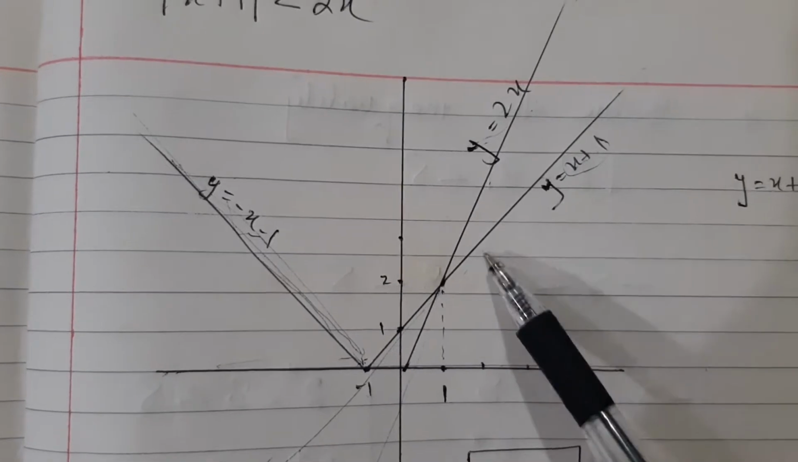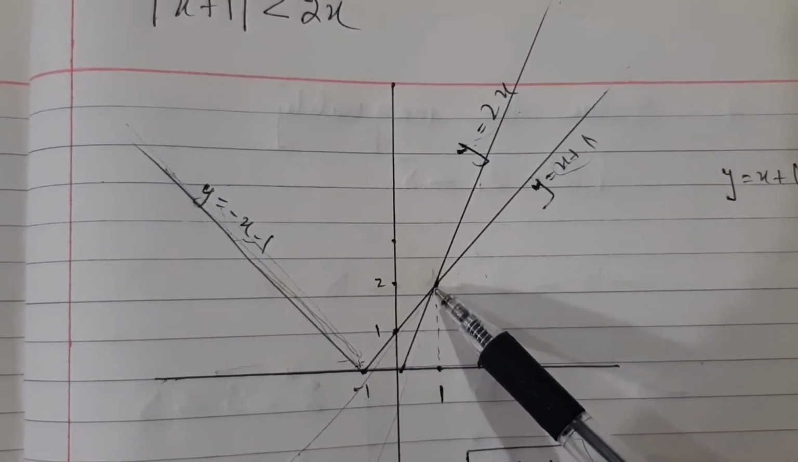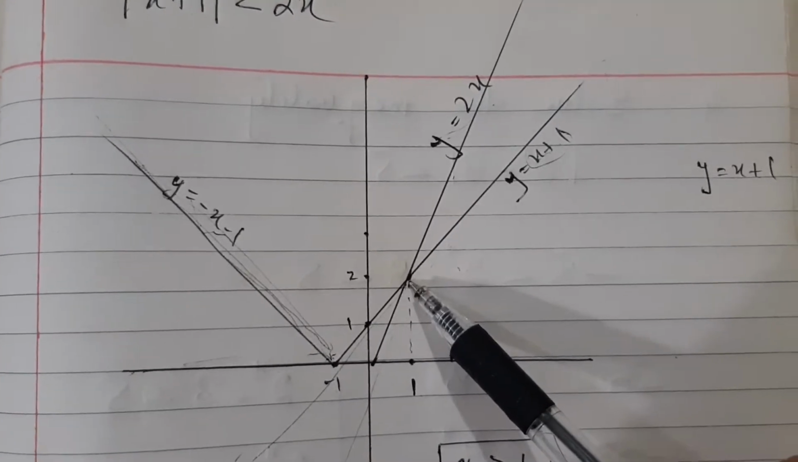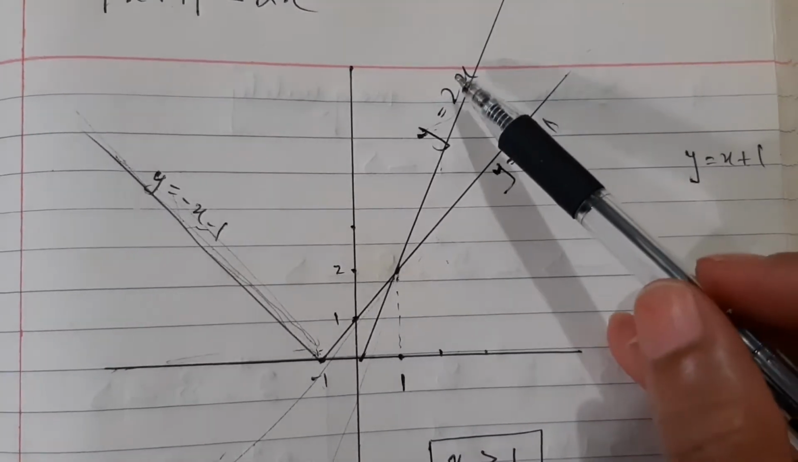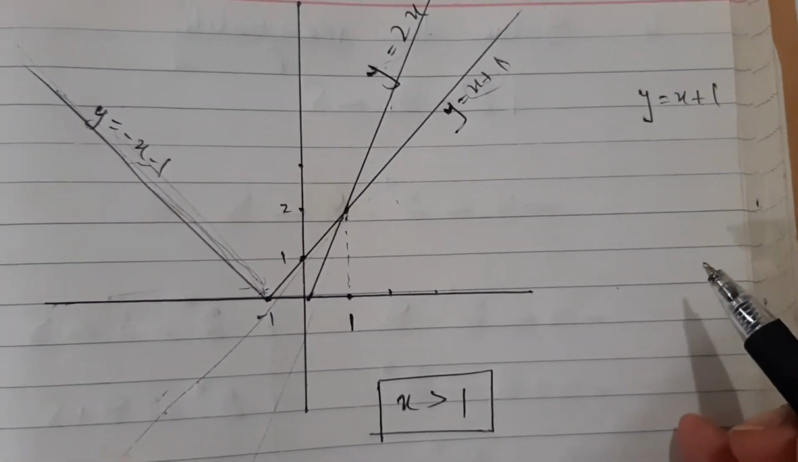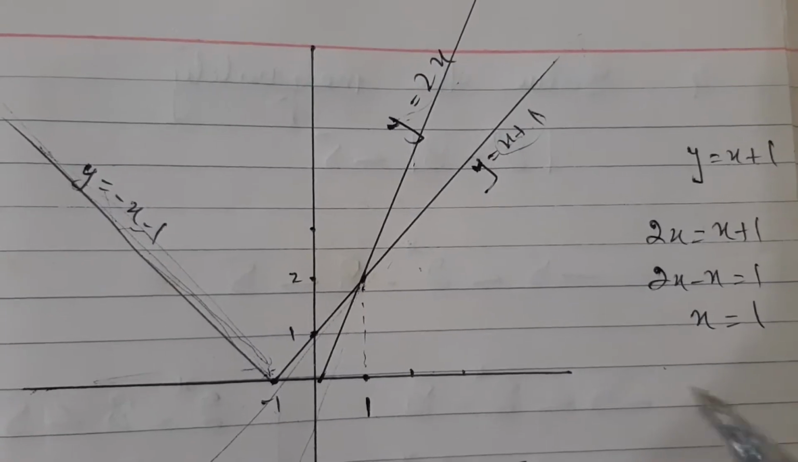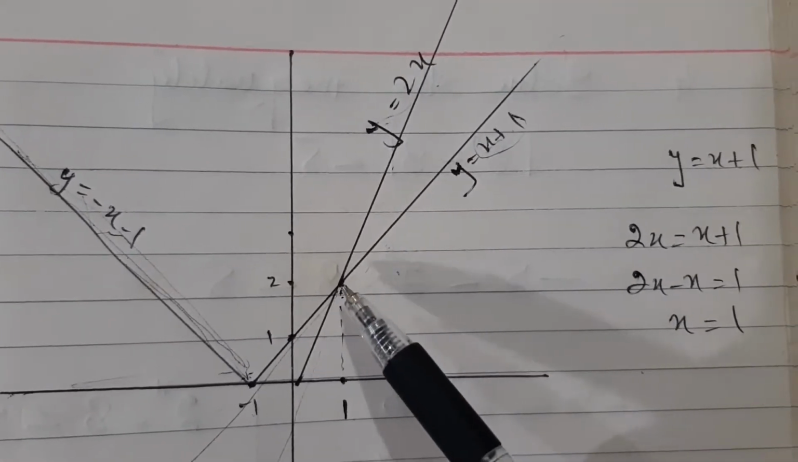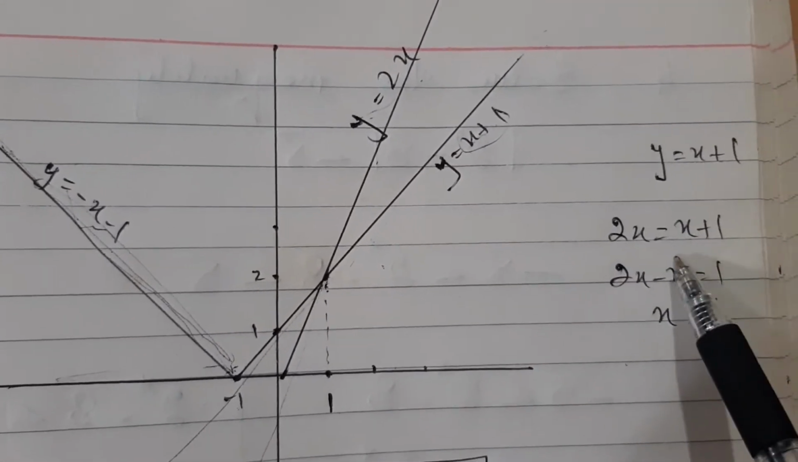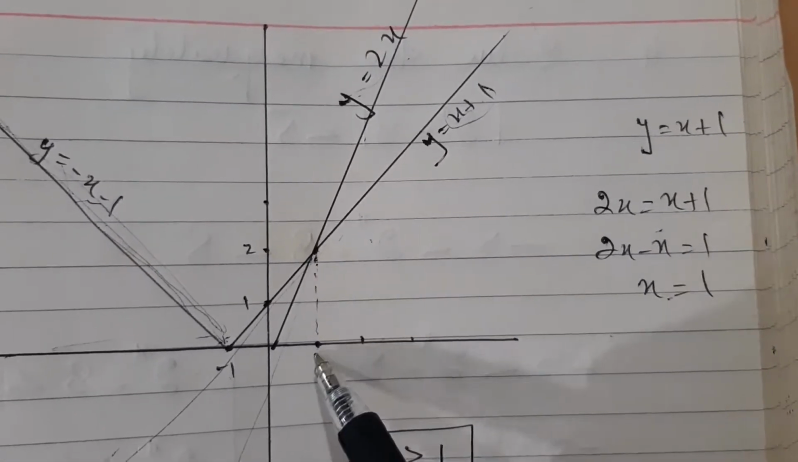So now if we look at the graph, this is the intersection point. How can I find this intersection point? If I pick up 2x and I pick up x plus 1 and solve it, I will get the answer. Let me show you here. Whenever we have to find the intersection point of any 2 lines, we solve them simultaneously and we get the intersection point. So I am getting x equals 1.